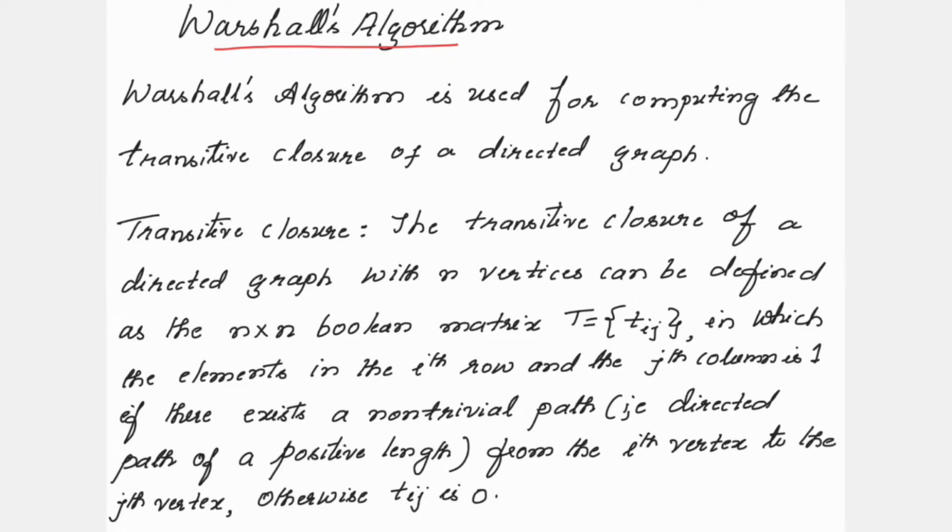Floyd's algorithm is used to find the shortest path between every pair of vertices in the graph. Warshall's algorithm is used to find whether there exists a path between every pair of vertices. So in simple terms we can say Warshall's algorithm is used to find out whether there exists a path between every pair of vertices. So here we have written Warshall's algorithm is used for computing the transitive closure of a directed graph. Then what do you mean by transitive closure?